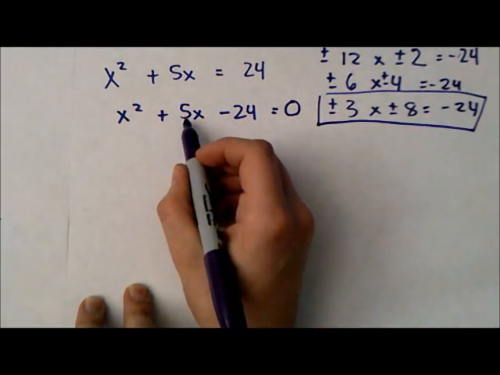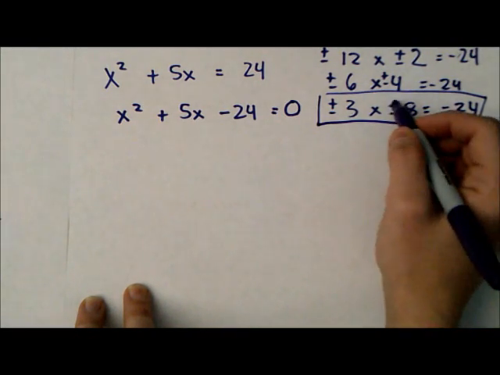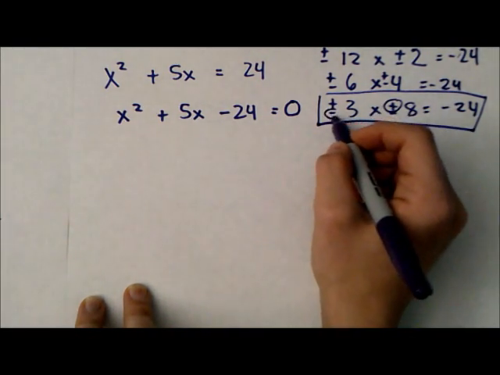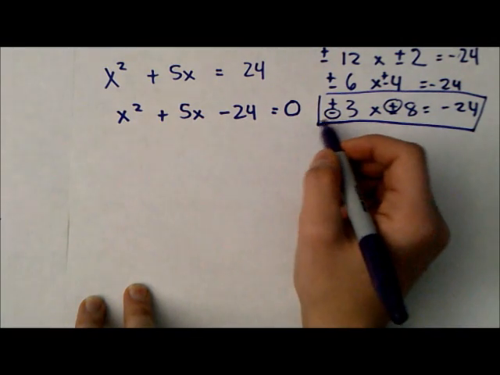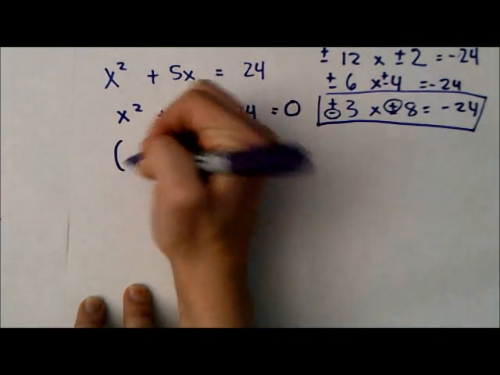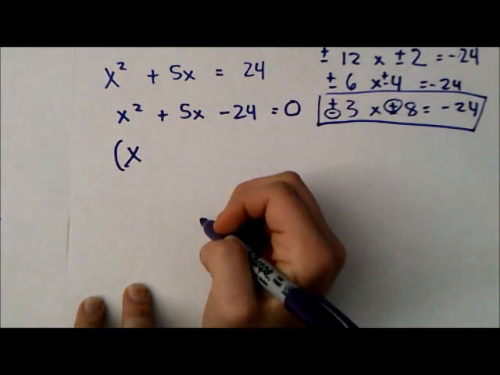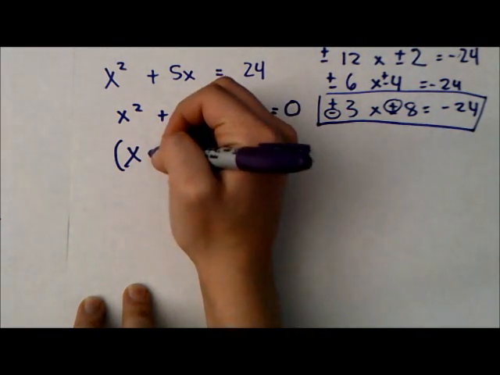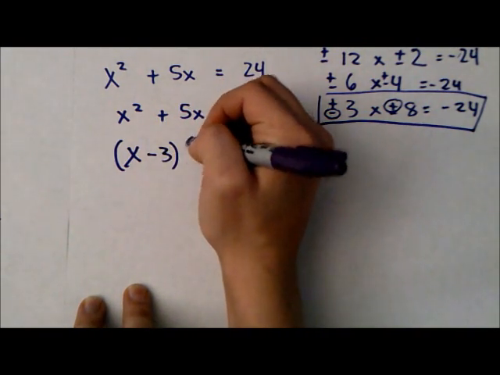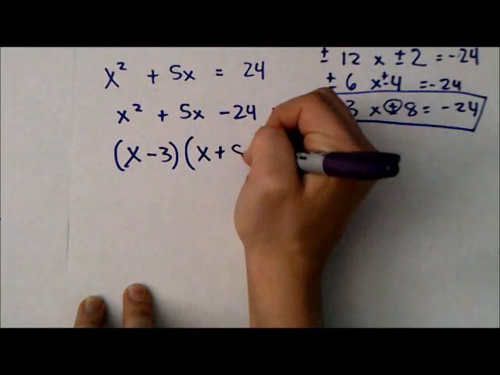So we can see that this is going to be the correct set of numbers. And since this is a positive 5, the 8 is going to have to be positive, and the 3 is going to have to be negative, because 8 plus negative 3 is 5. So factoring it out, it will be x minus 3 times x plus 8.